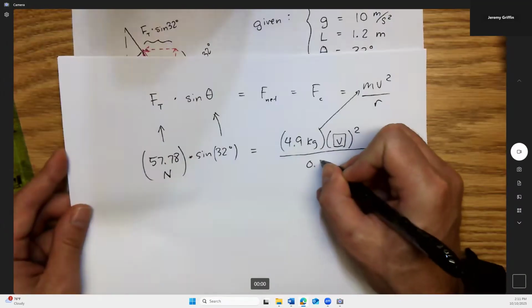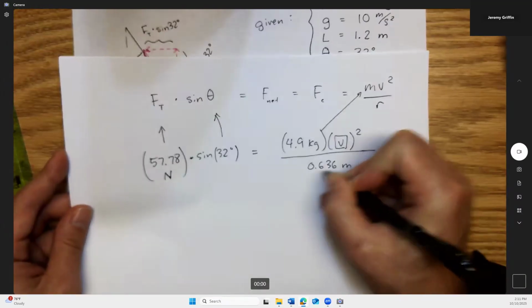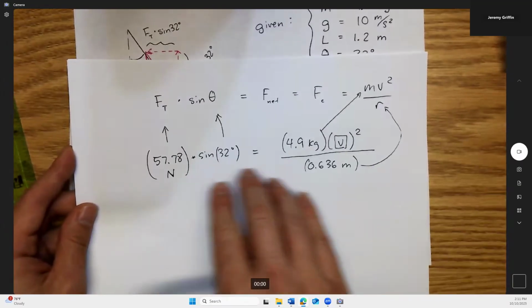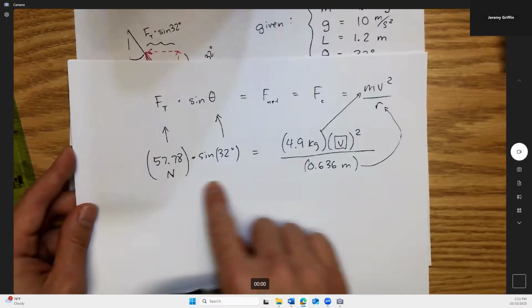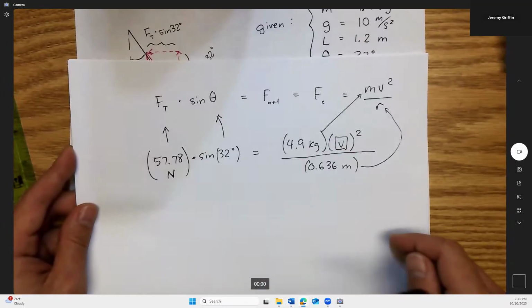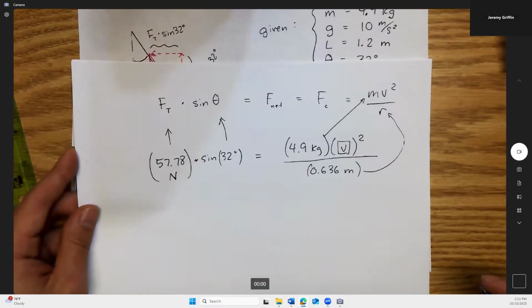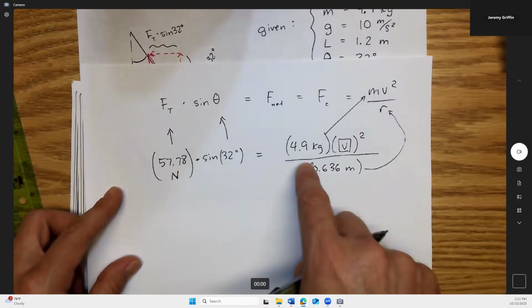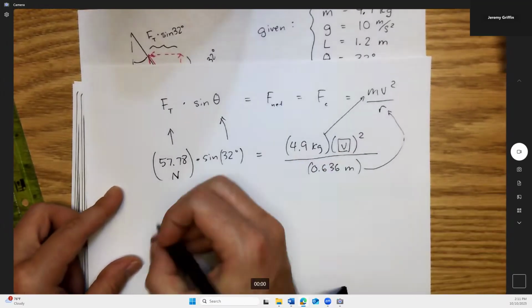So 0.636 meters represents that radius right there. Okay, so this is equal to this. So we have one equation with one unknown variable, which means we can solve for it. You see how this all comes together? Right? So I think I have to cross multiply this radius, divide down the mass, and then take the square root. And that's the whole thing.